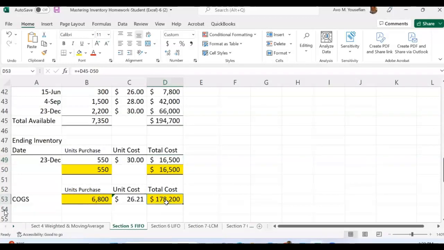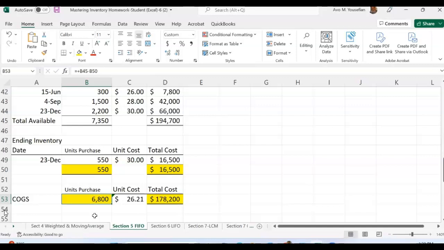Very good. But what is the cost of goods sold? The cost of goods sold is available minus end. That's cost of goods sold. How many units are sold in real life? You say, okay, how many units did I sell? Let's see. I have 7,350 and I have 550 left. That means I sold 6,800. That's how you do it in real life.